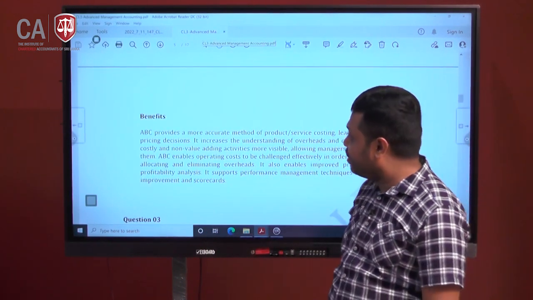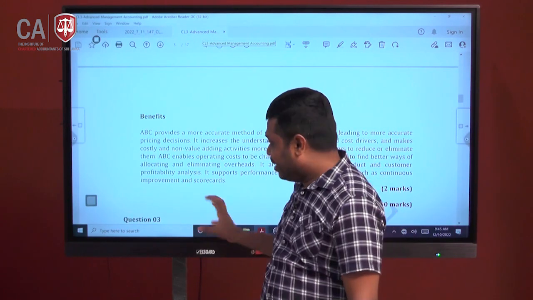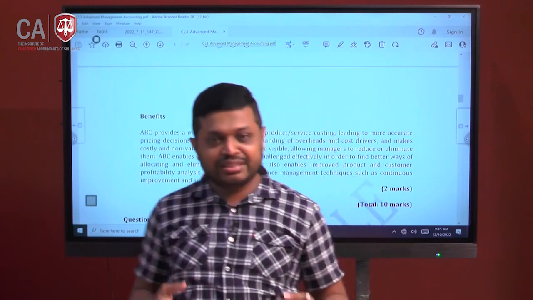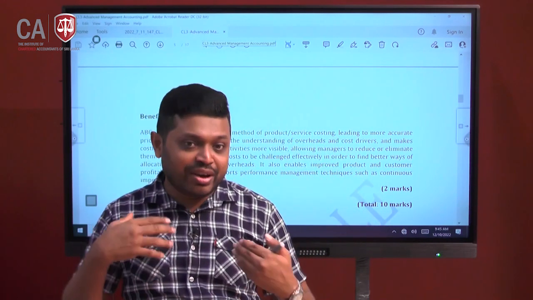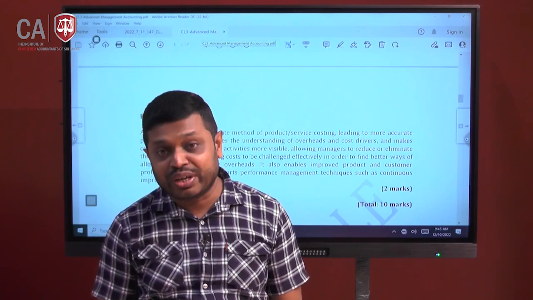Clear? That is the benefit of activity based costing. In this illustration, it is just an explanation. You might have done the computation, but here it is not required.